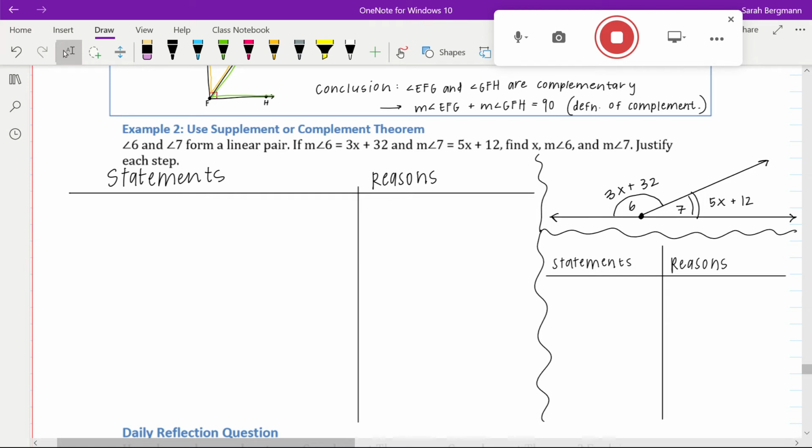Remember, they're forming a linear pair, so they are adjacent angles whose non-common sides are opposite rays, so that looks like the picture I've drawn here. Now let's go ahead and write out the answer to this.